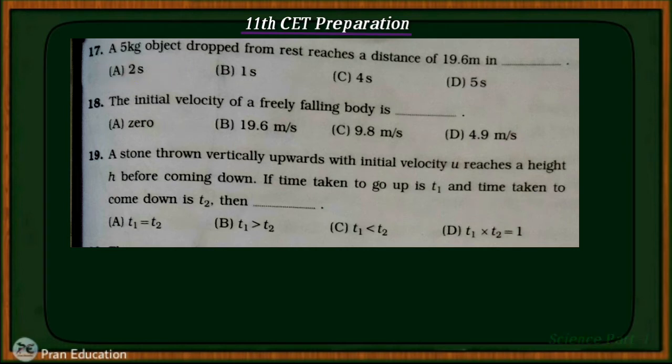2 seconds. 18th. The initial velocity of a freely falling body is dash. Options: A. 0, B. 19.6 m/s, C. 19.8 m/s, and D. 4.9 m/s. The correct option is option A.